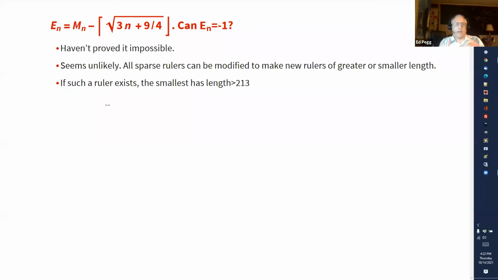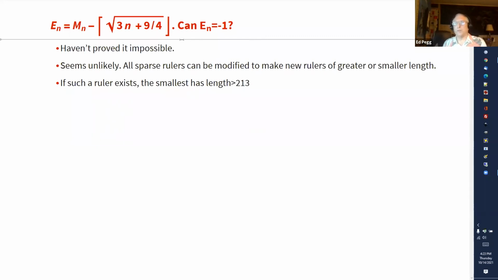Let's see. So here's my excess value formula. One thing that's not proven is whether the excess value can be -1. I've shown a whole bunch of different cases where everything is either 0 or 1. We haven't proved that it's impossible for the excess value to be lower. So we don't have a proof of the Wichmann rulers being the best case for optimal sparse rulers.